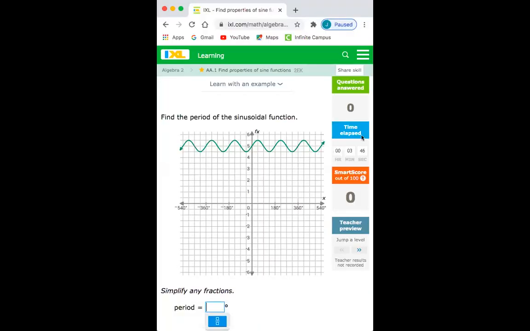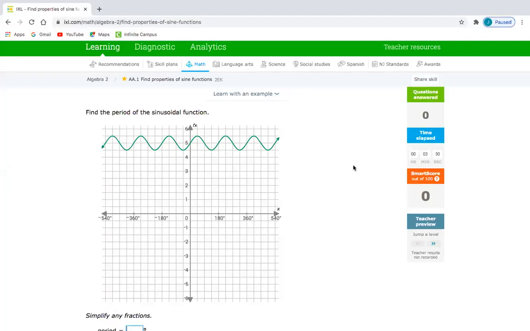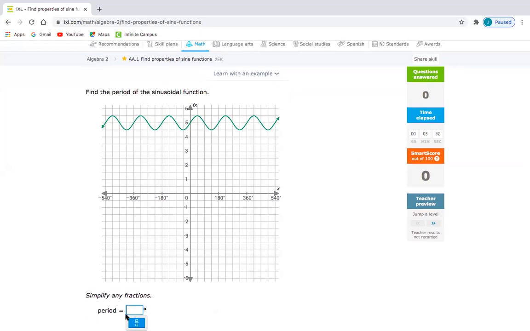Hello, everybody. Let's try some problems about properties of sine function. Okay, so let's try this one first. In here the direction is asking what is the period.